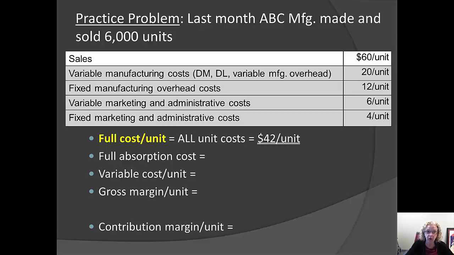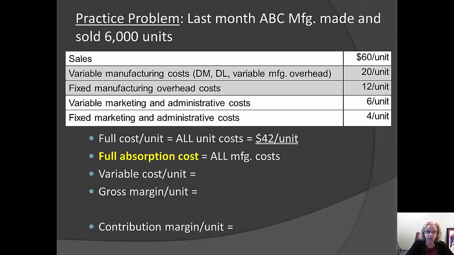Now compute full absorption cost. In that case, it would be all of our manufacturing costs. That would be our materials, our labor, the variable portion of our manufacturing overhead, which we're told equals $20 per unit, plus our fixed manufacturing overhead, which was $12 per unit because it was spread out over the 6,000 units that we made and sold.